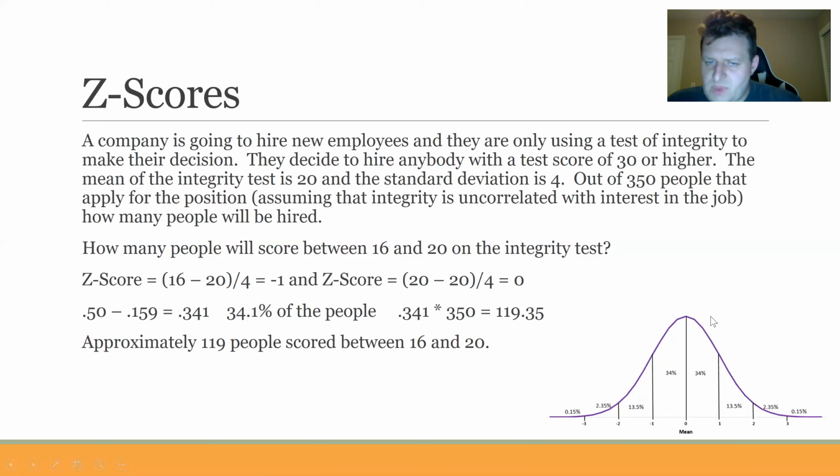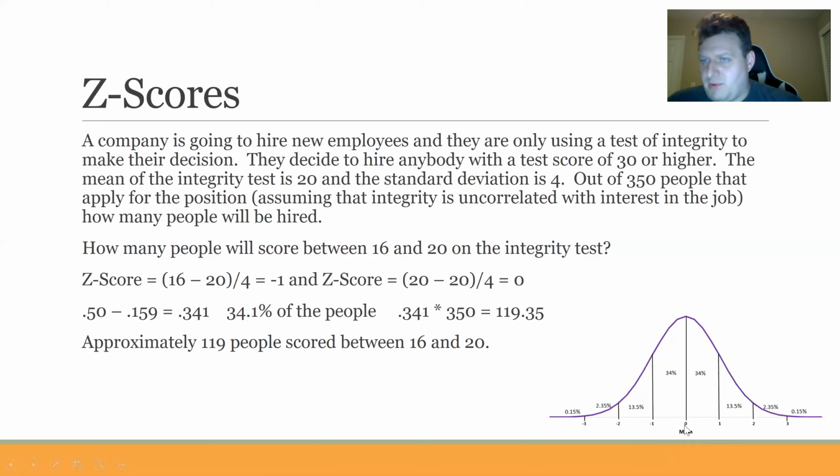Essentially, I'm trying to find the percentage of people that scored between a -1, or 1 standard deviation unit below the mean, and right at the mean. Knowing my table, I already know the answer. It's about 34%. But let's say this was something else. I'm going to use subtraction to get at this.